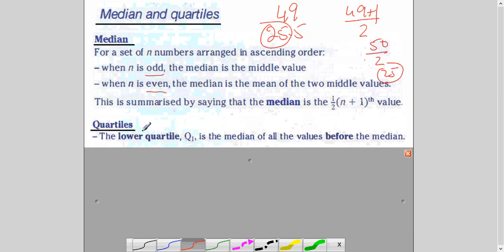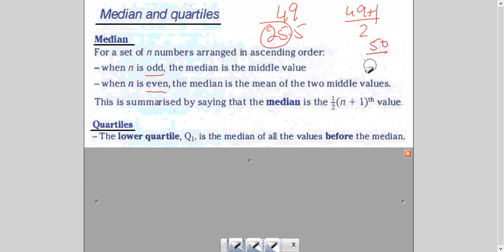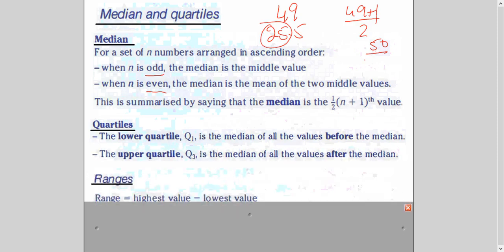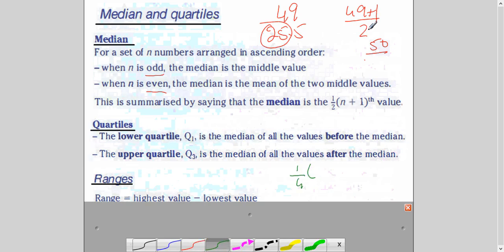Now let's see how we will find quartiles. In quartiles, it is lower quartile or upper quartile. Now you know that the lower quartile is 1/4 of the data and the upper quartile is 3/4 of the data, right? So for the lower quartile, you will do 1/4 of exactly the same formula, n plus 1. And for the upper quartile, 3/4 of n plus 1, right? So we will see that in the example, how to do it and how to apply it.